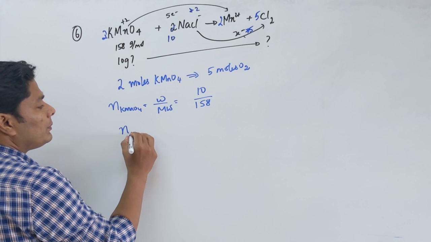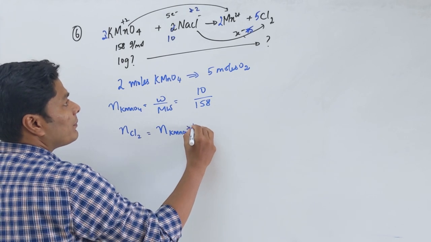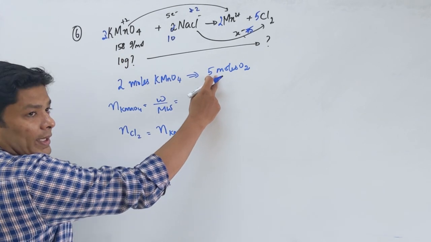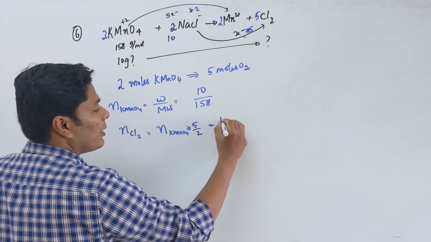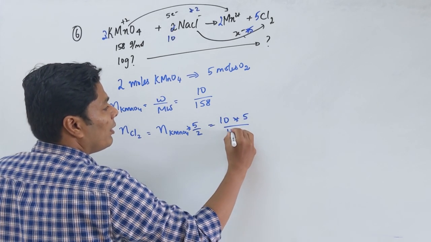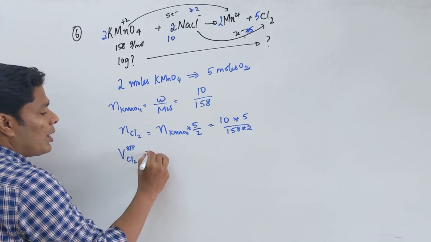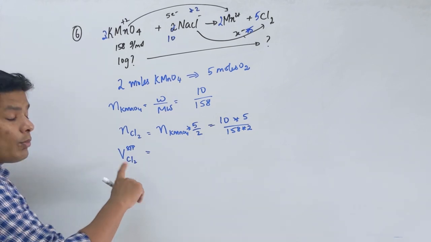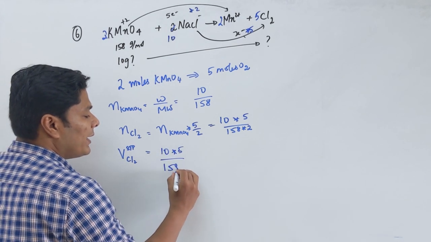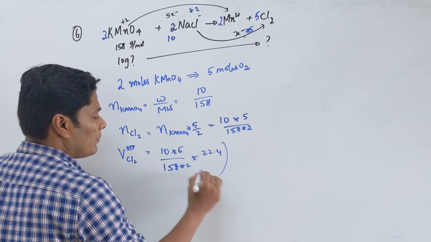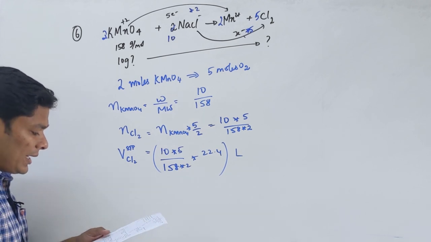Now what is moles of Cl2 equals moles KMnO4 times, so 2 gives you 5, correct? So times 5 by 2. Upper 1 will give you 5 by 2. So that is going to be 10 times 5 divided by 158 times 2. So this is moles of Cl2. What is the volume of Cl2 at STP? 1 mole occupies 22.4 liters. So this many moles occupies 10 times 5 divided by 158 times 2 times 22.4 liters. Now you can calculate it yourself. You should get the option alpha.